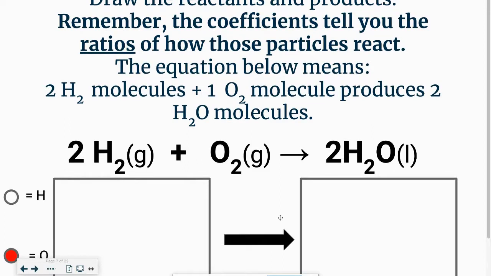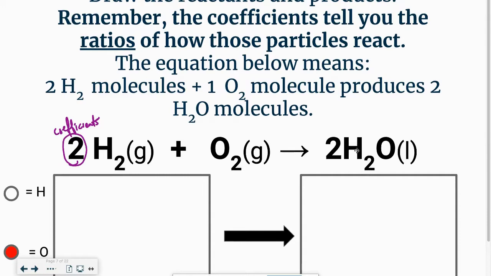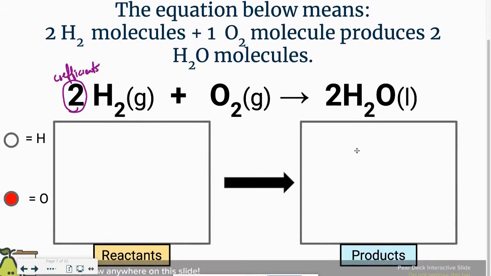So remember, these are the coefficients. These coefficients tell you how the particles react. Just like we had 2 pieces of bread and 1 piece of cheese, we've got 2 H2s and we have 1 O2. So this equation means we take 2 hydrogen molecules plus 1 oxygen molecule, and we can make 2 water molecules, 2 H2Os. So let's draw the reactants and the products here.